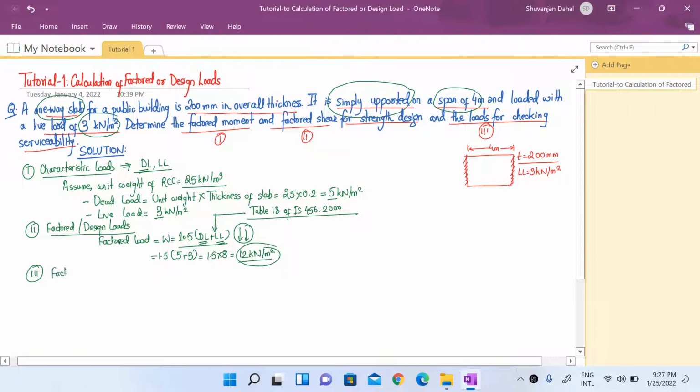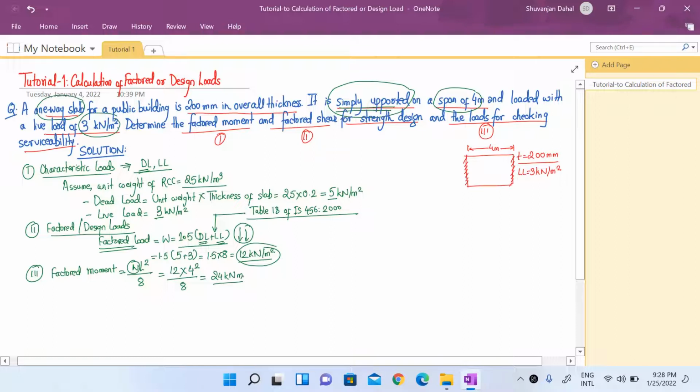So how do we calculate first the factored moment? You can just say moment also, because we have already used factored load here. So whatever we calculate using this factored load will be factored, that is either moment or shear. So factored moment, since we have a simply supported slab here, the formula for the moment in a simply supported slab is WL square over 8. So W is the factored load, which is 12. L is the span, which is 4. So 4 square divided by 8. You will get the factored moment to be 24 kilonewton meter.